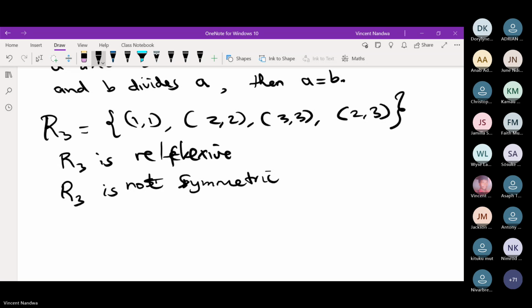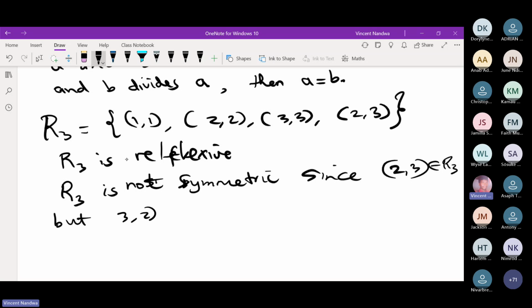We have 2, 3, but not 3, 2. Correct. So R3 is not symmetric since an element 2, 3 is in this relation R3, but we can't see 3, 2 in R3. Remember the definition of symmetric was that if you see an X, Y in the relation R, then it must also lead you to an element Y, X. And you see we are seeing a 2, 3, but we can't see a 3, 2. So that's what makes it not symmetric.